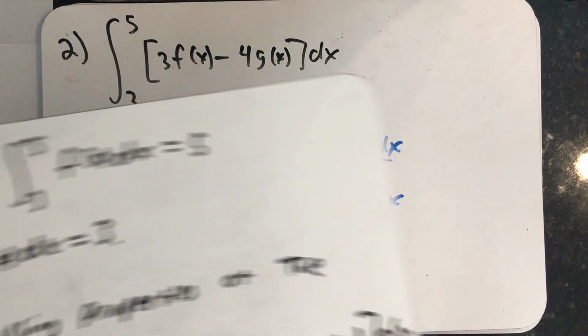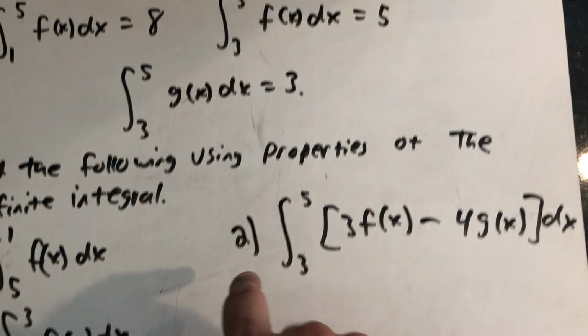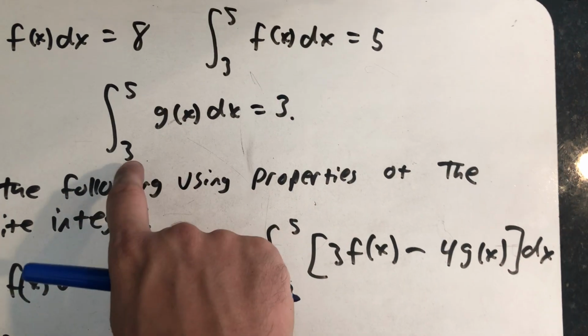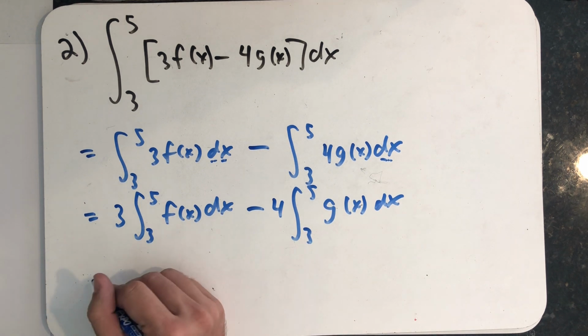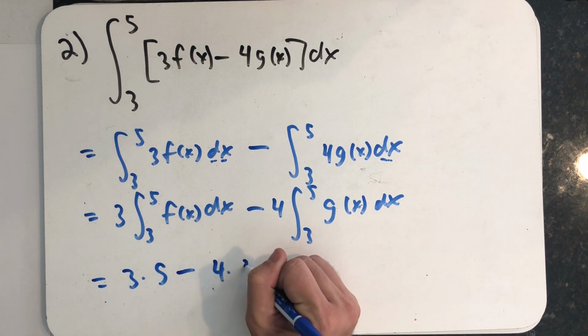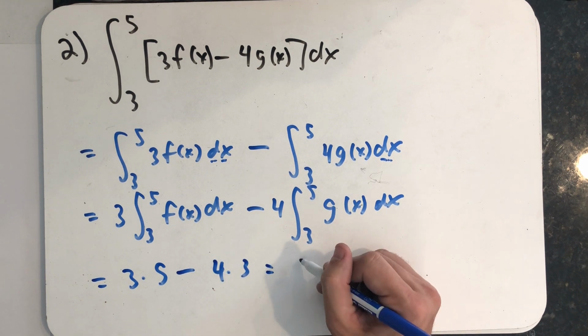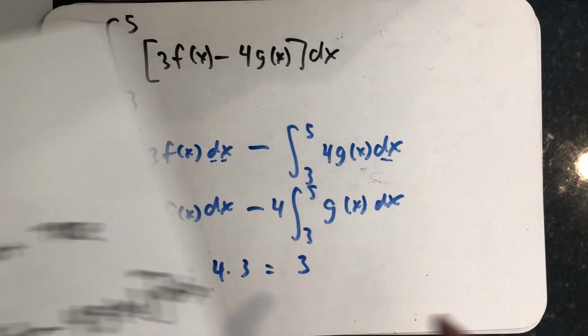Going back to the original given information, I now know that the integral from 3 to 5 of f of x was 5, and the integral from 3 to 5 of g of x was 3. I see those 2 integrals here, so this is 3 times 5 minus 4 times 3. 15 minus 12 is 3. So this definite integral in number 2 is equal to 3.